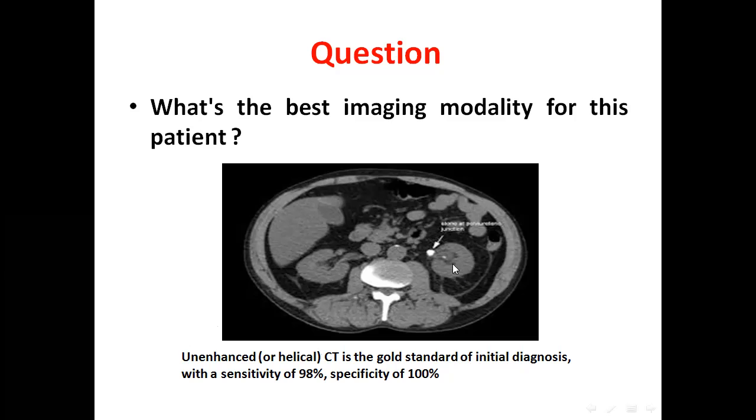Look at this CT scan view. This is a non-contrast, spiral, conventional CT scan, cross imaging. This is the right kidney, and this is the left kidney. What is this? This is a stone lodged at the site of the upper ureter or the PUJ, the pelviureteric junction. This is an obstructing stone.